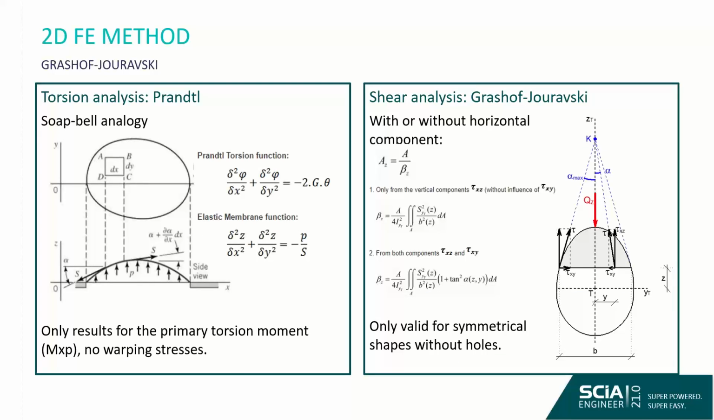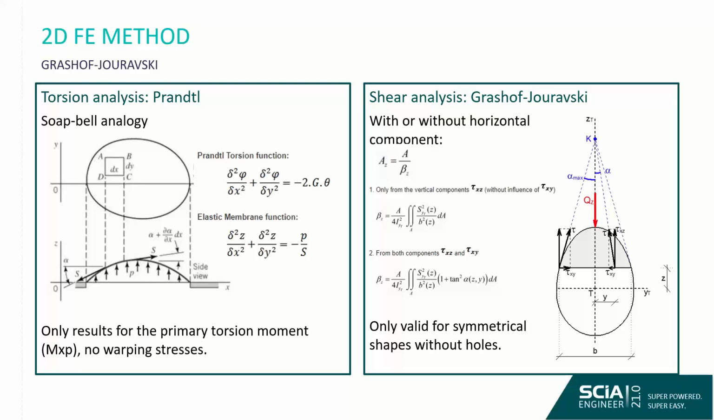Okay, on to the 2D finite element method then. Currently inside SCIA Engineer, there was already one form of 2D finite element calculation for the torsion and the shear properties. It was called Grasov-Juravsky in the SCIA Engineer software, and it still is, it's still in there.